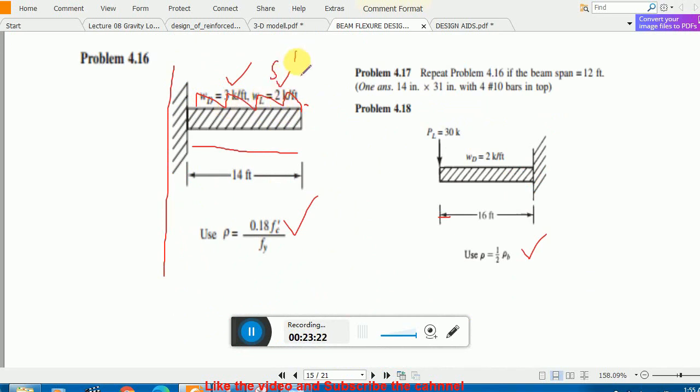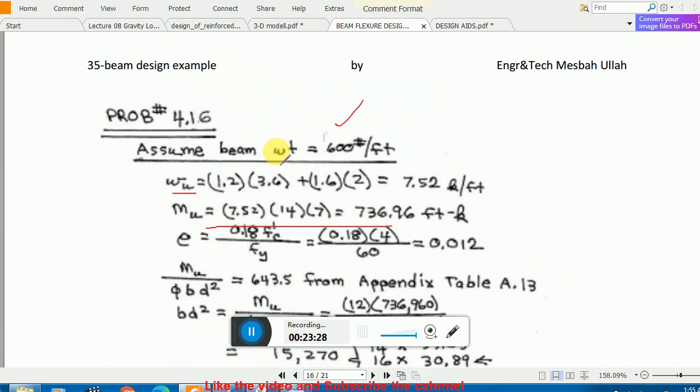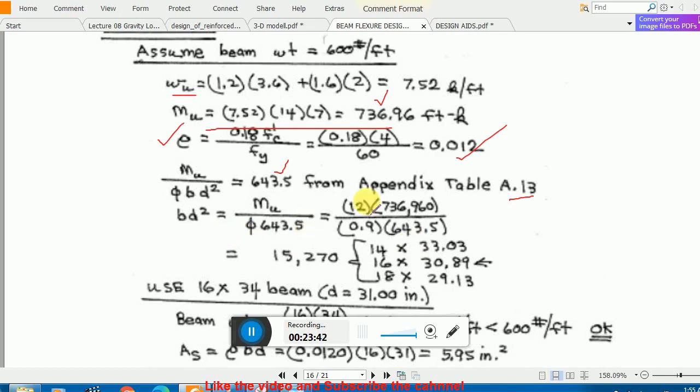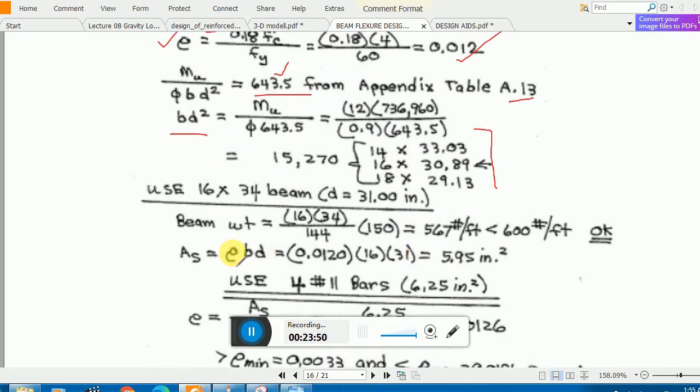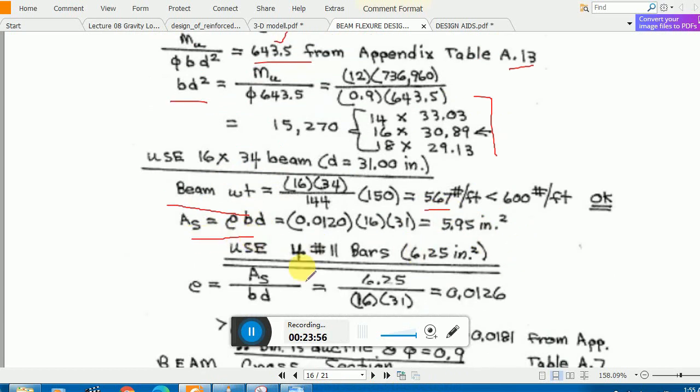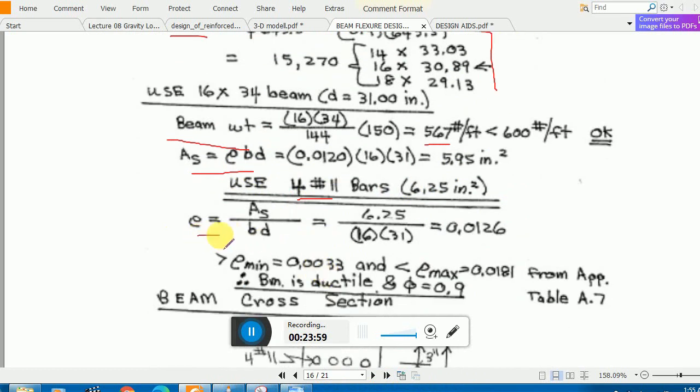So wu, which you got, wu times 14 divided by 2. Okay, this is the formula for a cantilever beam, and you see 14 divided by 2 gives you 7. So this is the maximum moment. Calculate the rho value, find your factor against this one, go to table A7. Clear? Once you have this factor, find your bd. Okay, assume your b and find your d. Okay, decide one section and again recalculate the weight. So the weights are okay, and recalculate your As, decide the number of bars, recalculate your rho value, and your rho value is 0.012.